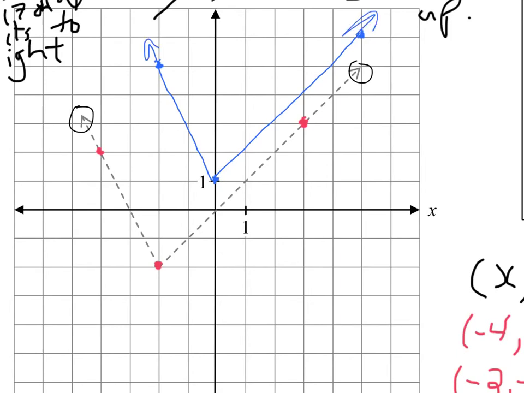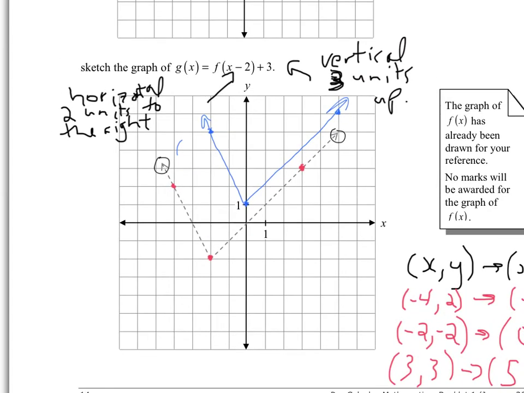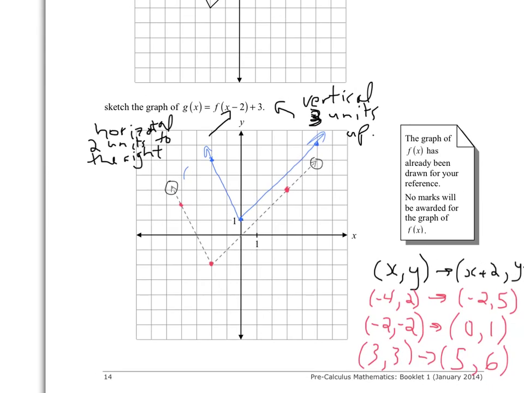If you really want to, you could be a nice person and write in the coordinates of these points as well. I'll zoom back out for that. The coordinates of these points will be put in as well, just so there's no uncertainty. So (-2, 5), (0, 1), that's kind of obvious, and then I'll put in (5, 6).